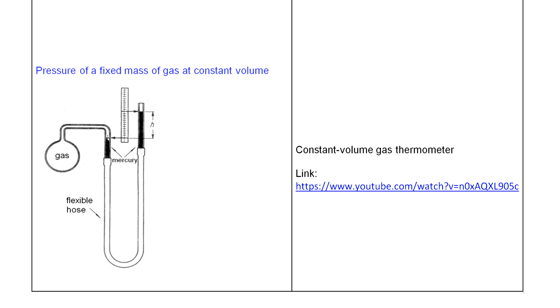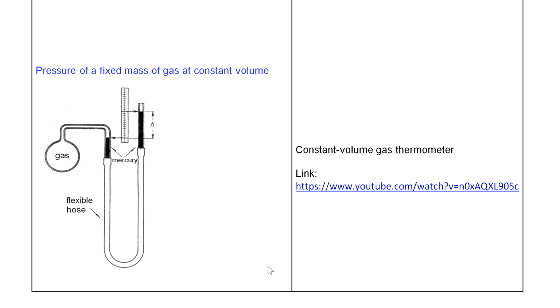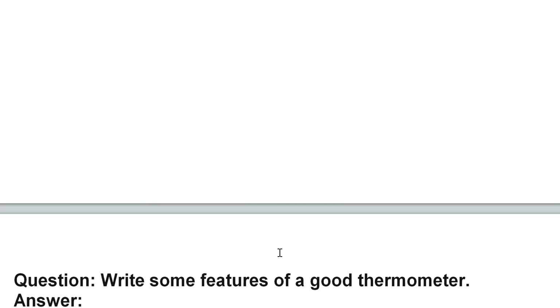Students, for your interest, I am telling you that there is a type of thermometer which is used to assess very large temperatures, such as volcanic temperature and the temperature on the surface of the sun. We use a radiation thermometer. This radiation thermometer is also not included in your syllabus, but for your information I am telling you.